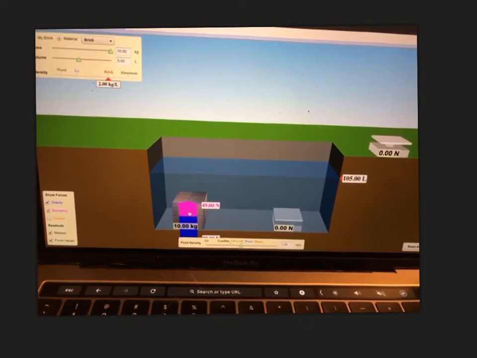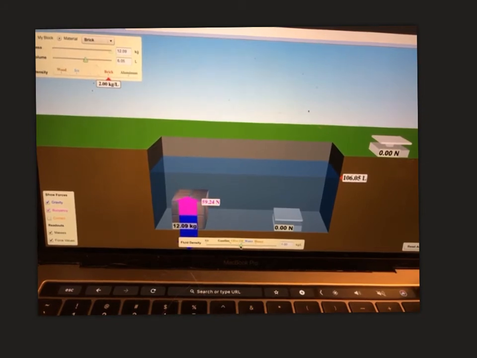So despite the fact that I've changed the density of the material, the buoyant force actually hasn't changed, because the buoyant force is calculated by the density of the fluid times 9.8 times the volume of the object that is below the surface of the fluid. So I've changed the density from wood, which was 0.4, to brick, which is 2. But my buoyant force, the pink force here, is still 49 newtons because the volume of the object hasn't changed. It isn't until I change the volume of the object that you get a change in the buoyant force.